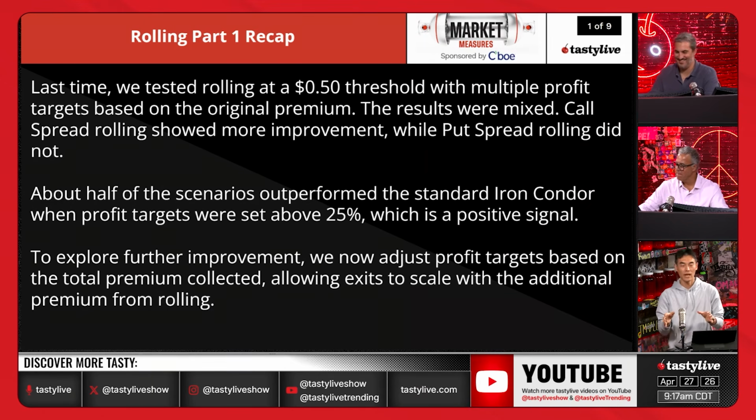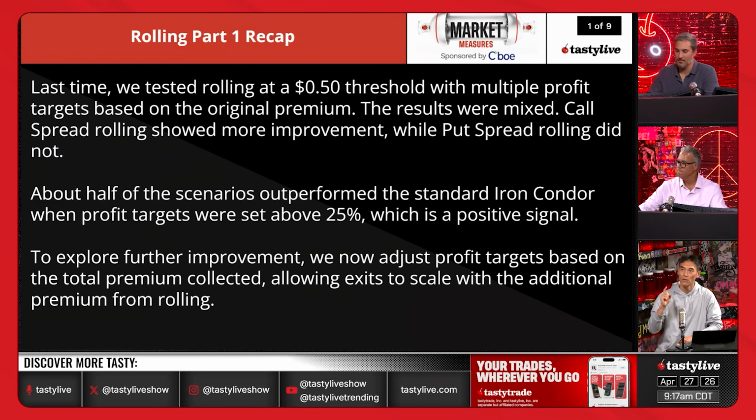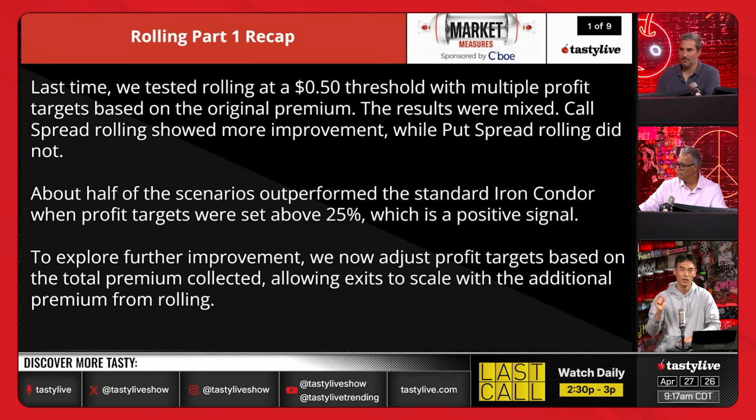Okay, so a little recap from what we discussed in part one. Part one is a simple rolling. When we hit a certain threshold, we use 50 cents on both sides. We test put spread, call spread, and both side rolling. And we change the profit target from 25% all the way to 50%. But the original rule is that the profit target is based on the original premium. So whatever premium you collect at order entry, we use that, 25% of whatever $5 you collect at the beginning. We didn't consider the rolling premium in part one.